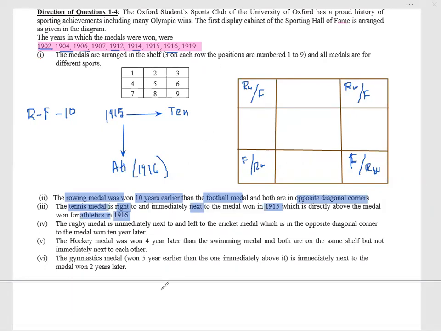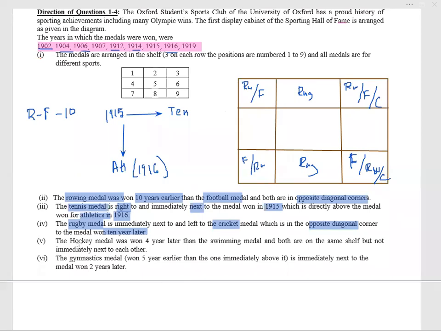Too many possibilities. Next one: the rugby medal is immediately next to the left of cricket, which is in the opposite diagonal corner of the medal won 10 years later. So cricket is also in a diagonal. This position can be taken by cricket, and this position also can be taken by cricket. Not these two, because left of cricket, rugby must be there. So these are the two possible positions for rugby, depending on where the cricket is taken.